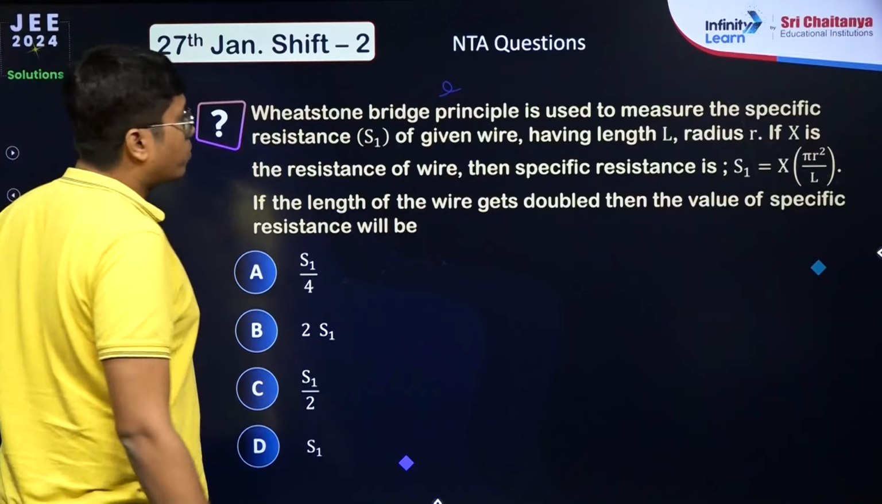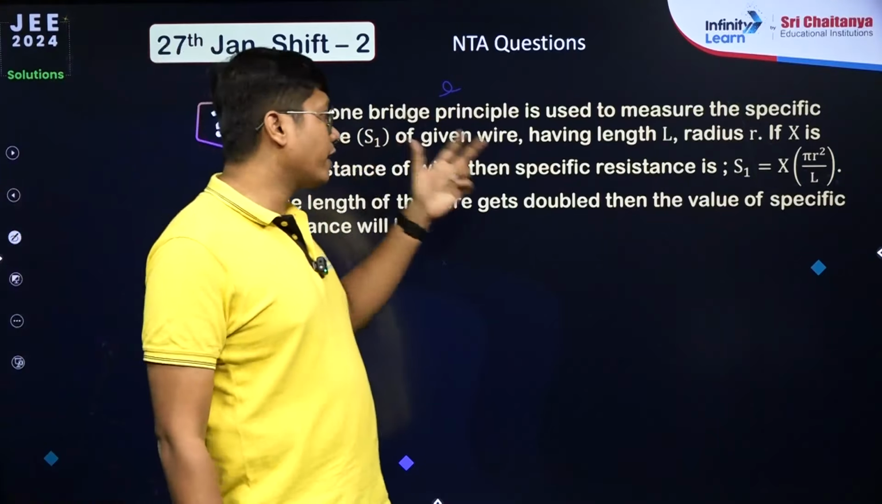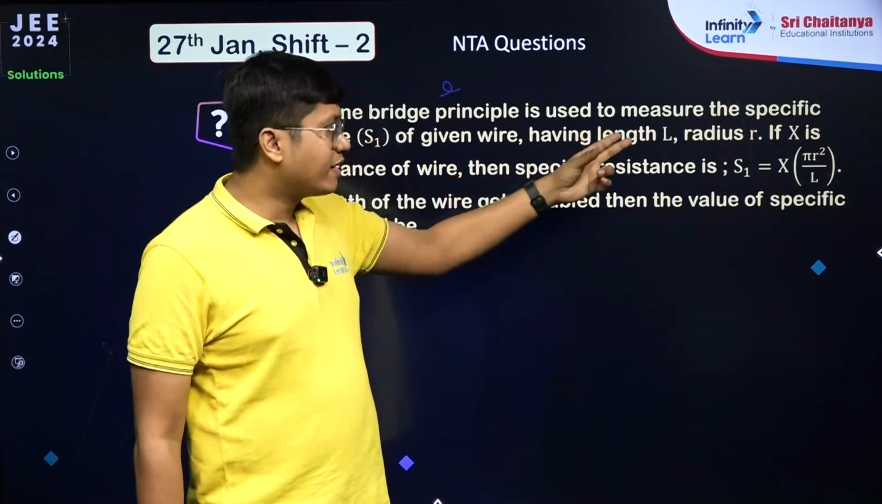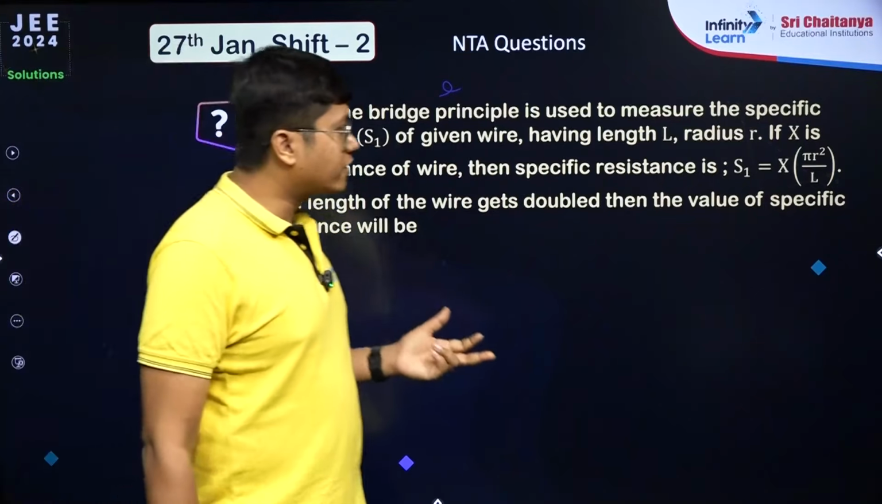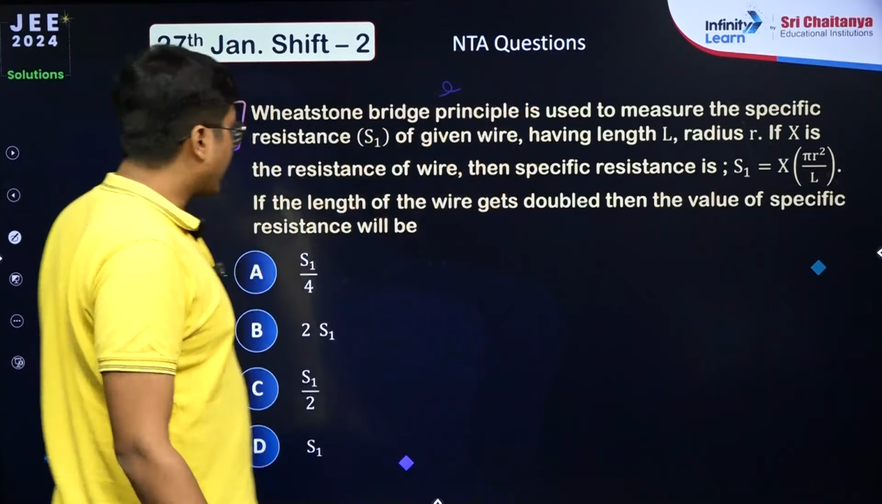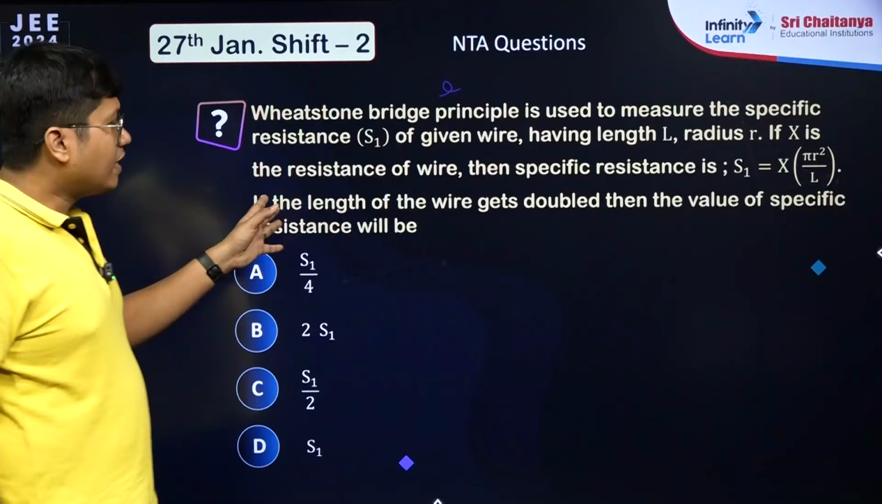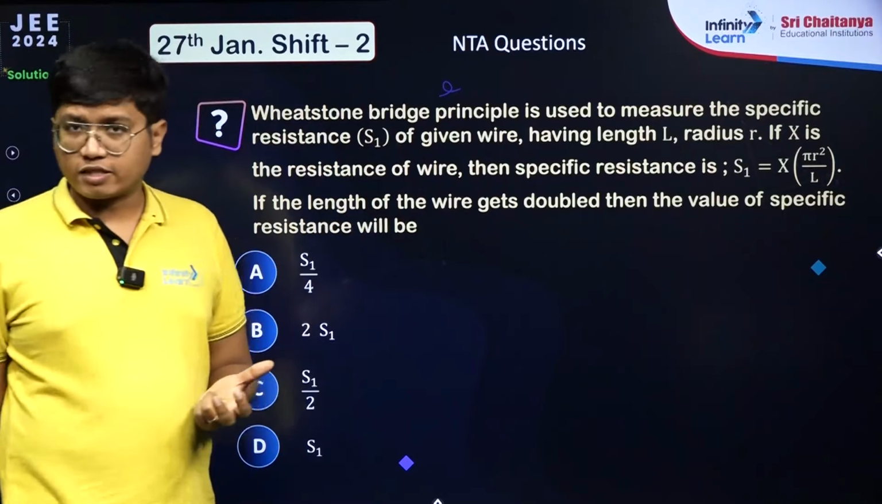It says a Wheatstone bridge principle is used to measure the specific resistance S1 of a given wire having length L, radius R. If X is the resistance of the wire, then the specific resistance S1 is equal to X pi R square divided by L. If the length of the wire is doubled, then what happens to the value of the specific resistance?